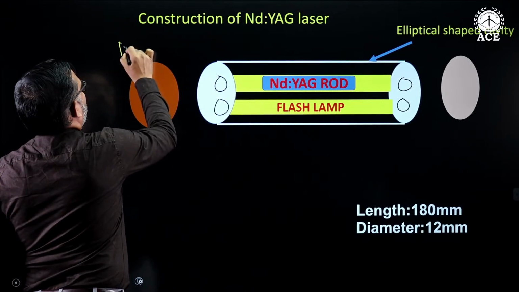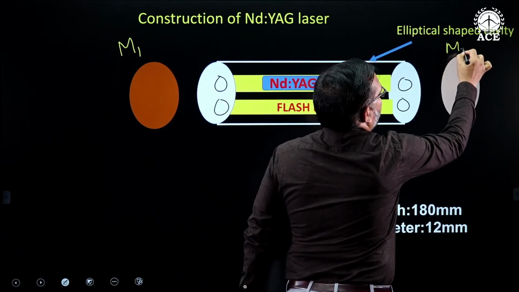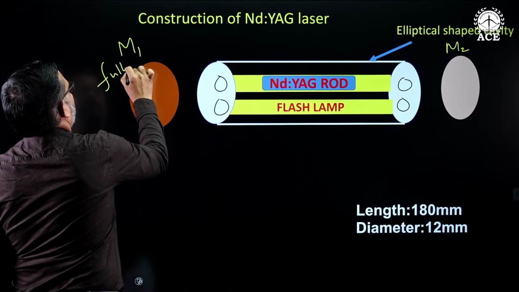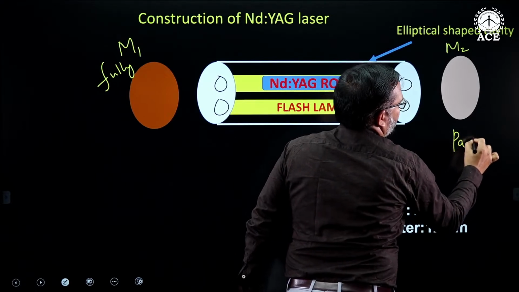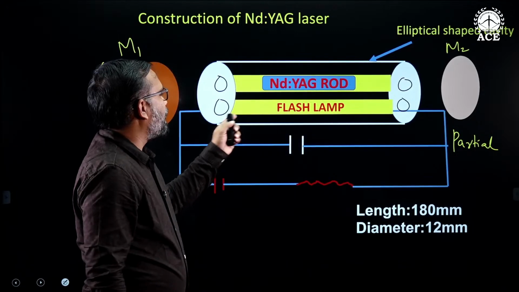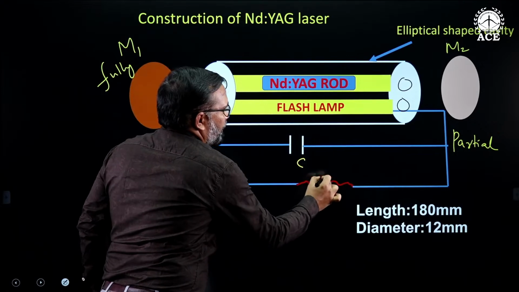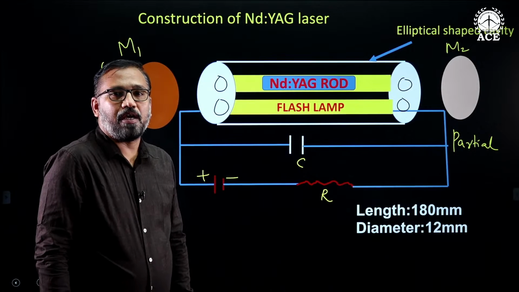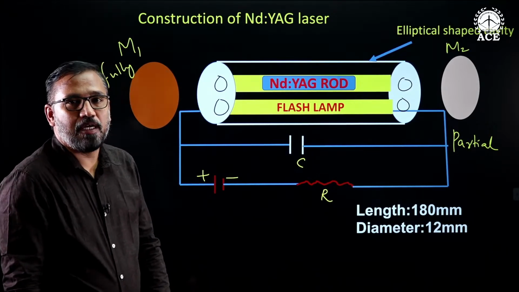Here I am having mirror M1 and on the other side mirror M2. M1 is a fully reflector, and M2 is a partial reflector. Now I am connecting the power supply. It is a battery power supply, a capacitor and a resistance. So this is the construction of a Nd:YAG rod. So how is the lasing action going to take place in the rod?